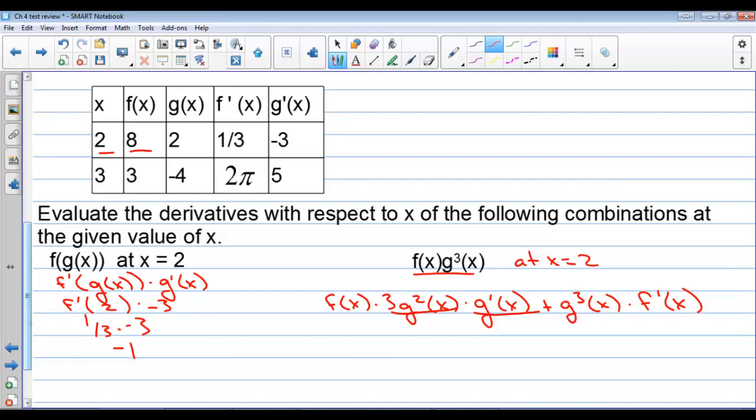So f of 2, hopefully these don't get too big. 8 times 3 times g of 2 is 2. I like that. That's not horrible, I guess. Times g prime of 2 is negative 3. That's going to be a big number. And then g to the third of 2. Yeah, so that's 8. And then times f prime of 2, which is 1/3. Negative 288 plus 8/3, so times 3 plus 8. I get negative 856/3. On the test, I won't have anything that ugly.